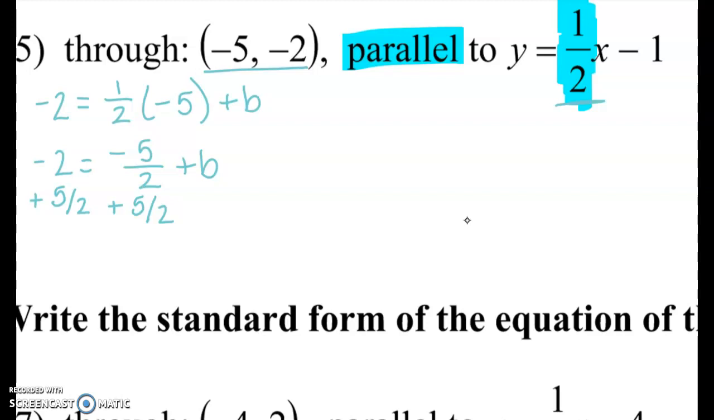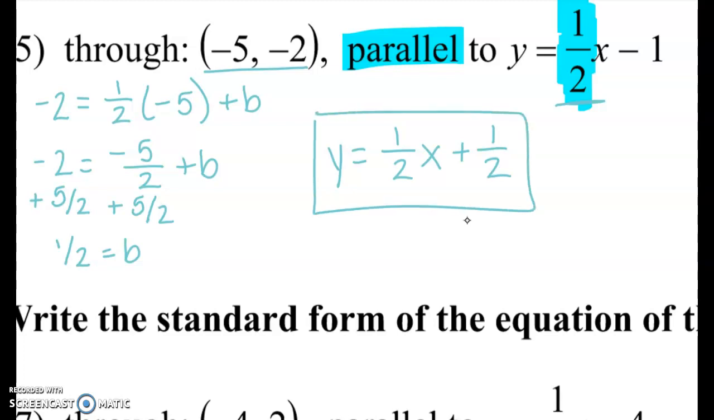Negative 2 is the same as negative 4 over 2. So negative 4 halves plus 5 halves would give us positive 1/2. Obviously, you can go ahead and use your calculator for that, but that's kind of another way to think about it. I have my y-intercept and my slope, so I can write the equation of my line. y is equal to 1/2 x plus 1/2. If you remember, we don't care about anything else in here. The only thing we care about is the slope in the equation of the line that they're giving us.